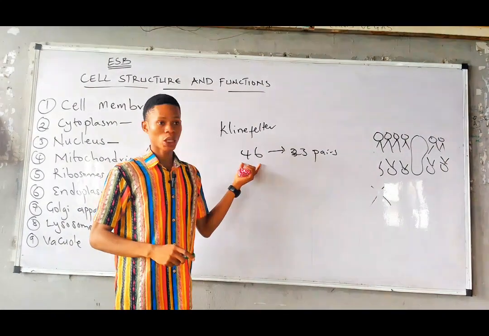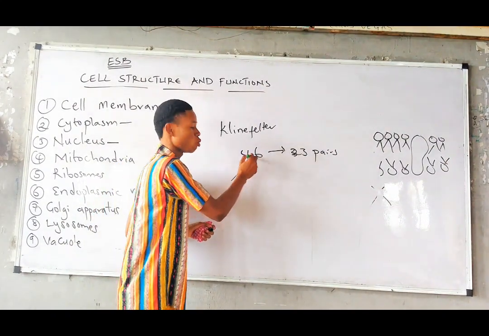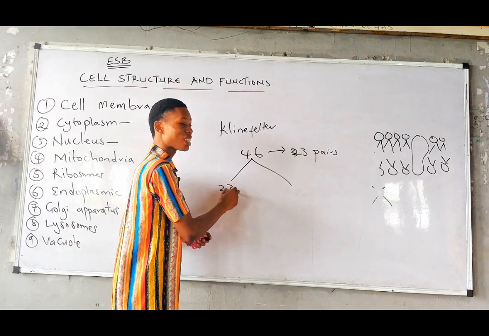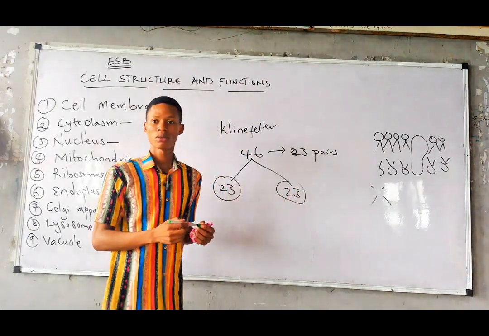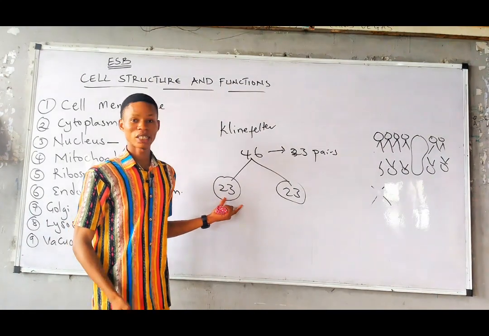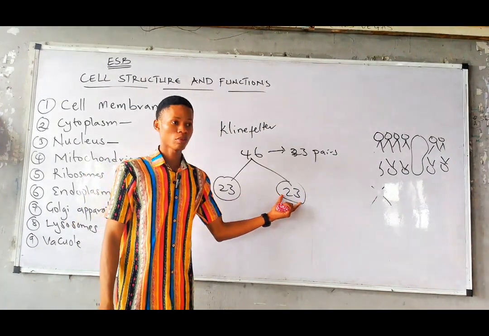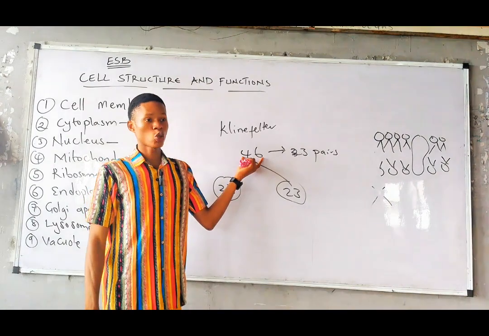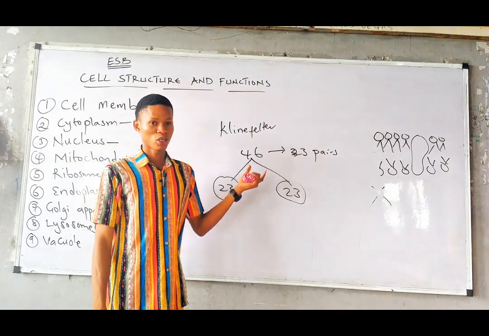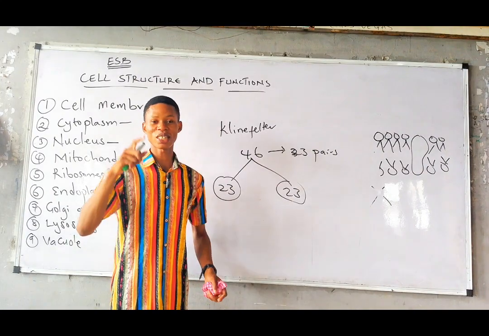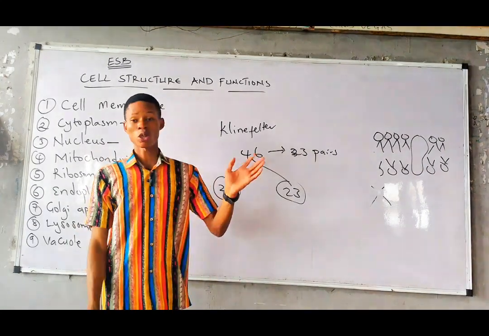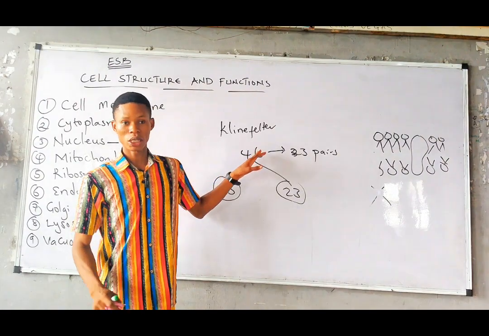Now out of this 46, you inherited how many from your dad? You inherited 23 from your dad and 23 from your mom. 23 chromosomes from your dad and 23 chromosomes from your mom, to make up your own 46 chromosomes. Good. Through the process of meiosis. We'll take mitosis and meiosis, a very interesting topic. It's a topic on its own, so then we'll talk more about this.